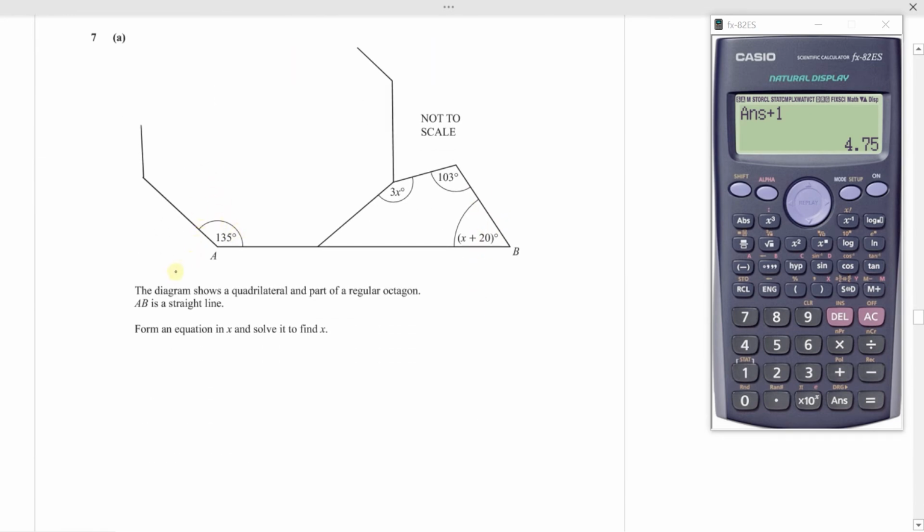So question number 7 is the diagram shows a quadrilateral and part of a regular octagon. AB is a straight line. Form an equation in X and solve it to find X. So since this is a regular octagon, each of these angles will be 135.